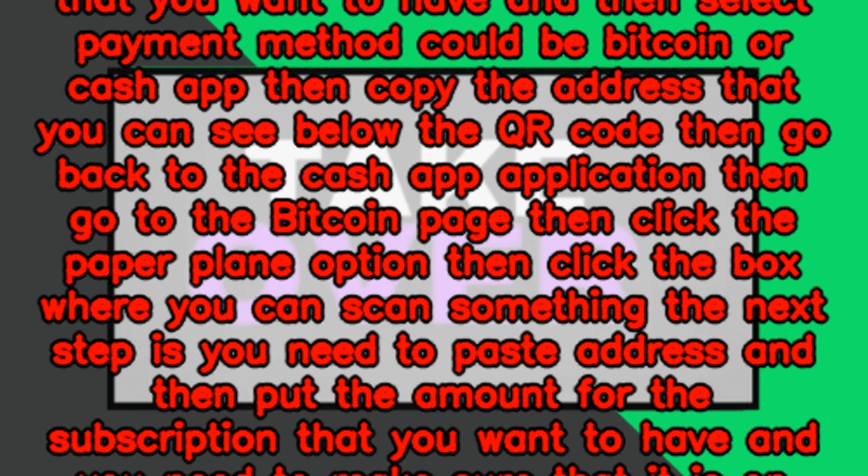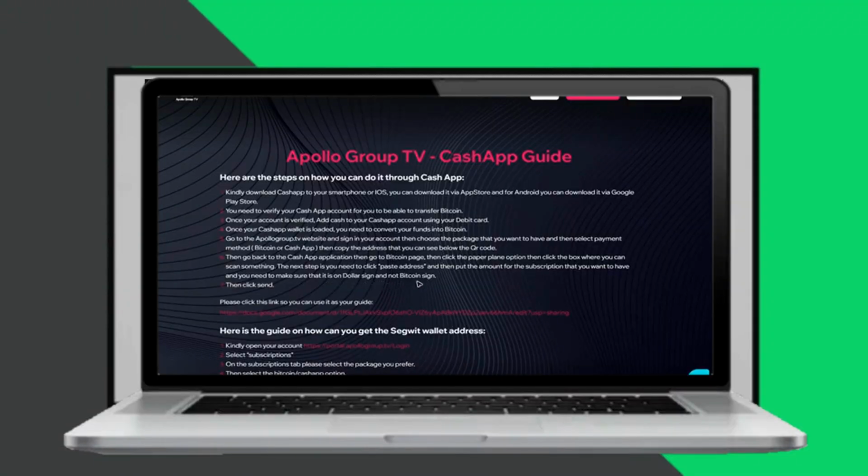Then go back to the Cash App application. Then go to the Bitcoin page. Then click the paper plane option. Then click the box where you can scan something.